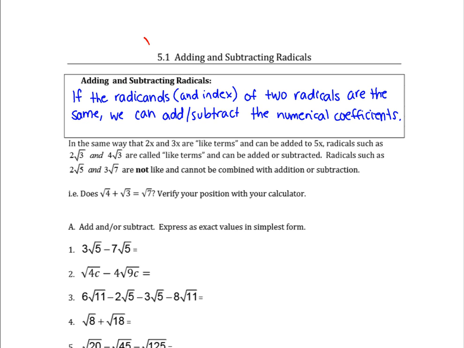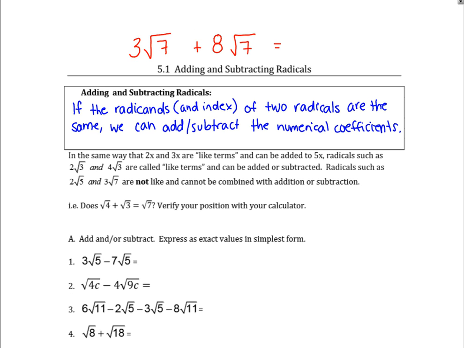Okay? So if we have two radicals where the number inside is the same, let's make the radicand 7. Root 7 and root 7. Let's give them different coefficients. 3, and we'll make plus 8. Okay, so if the radicands and index, so they're both square roots, can't add a square root with a cubic root, of two radicals are the same, we can add or subtract the numerical coefficients. So we can actually add these together.